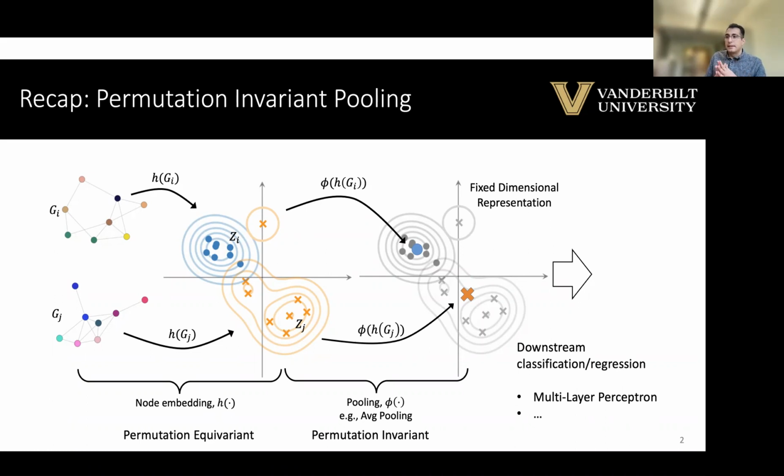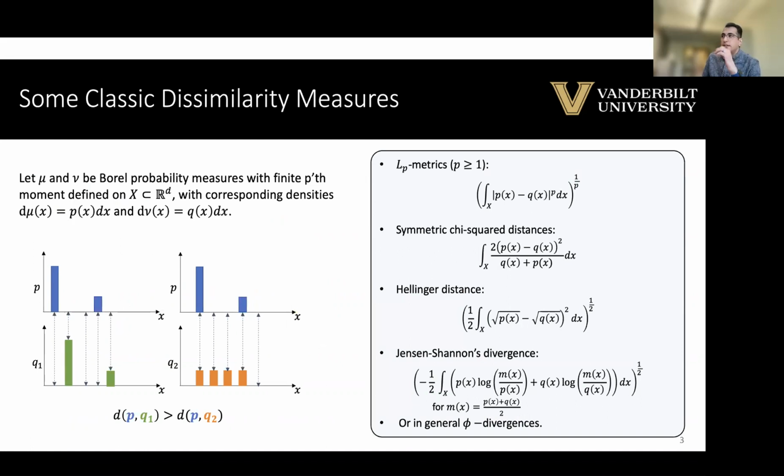Why don't we use distances, and in general any distances we can use? There are many distances between probability distributions. Why can't we use some other distances as opposed to just the difference between their first moments? Of course, there are many classic dissimilarity measures, many classic divergences and distances between distributions, and we can use any of those.